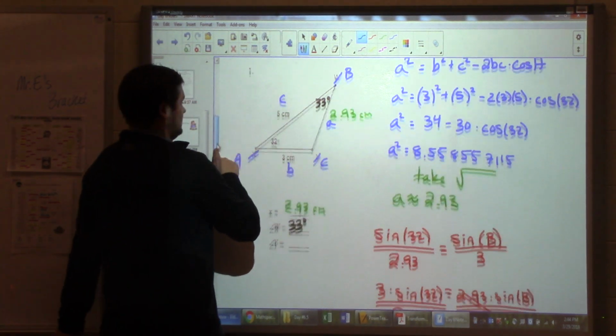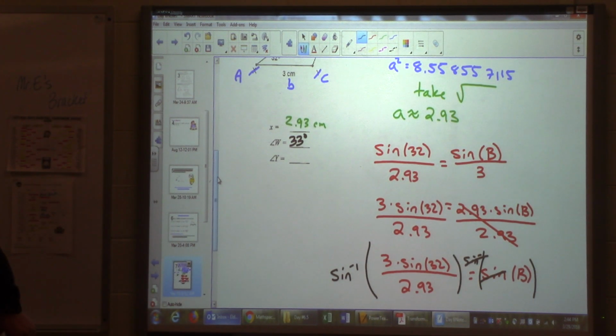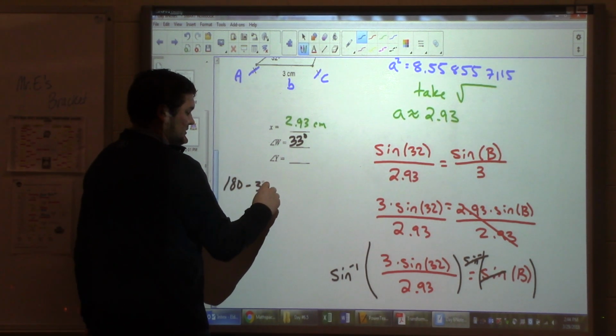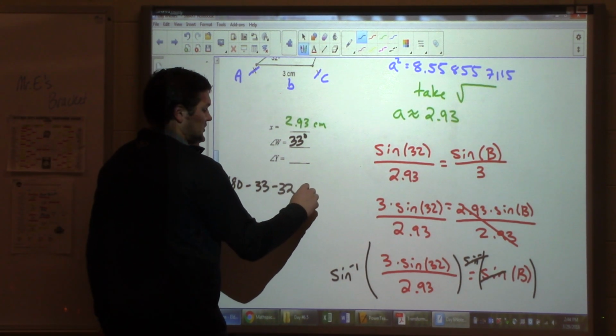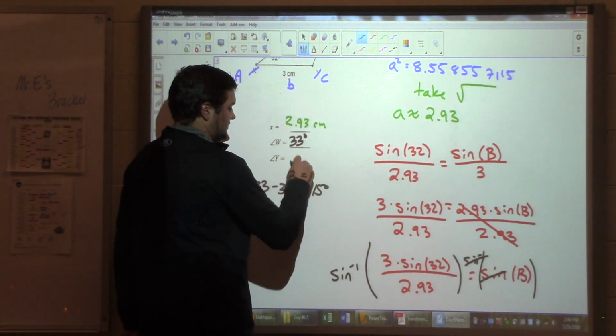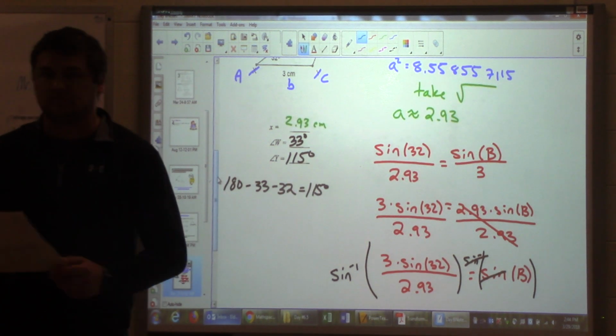And then we can just use algebra, right? All 3 angles of the triangle add up to 180. So 180 minus 33 minus 32 should equal 115. 115 degrees. So angle Y is 115 degrees.